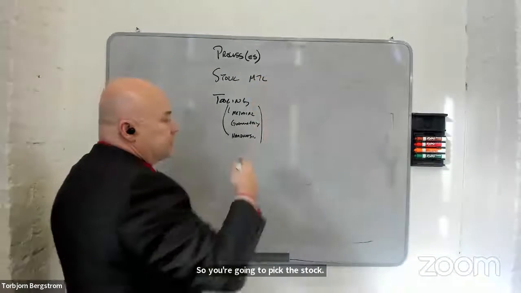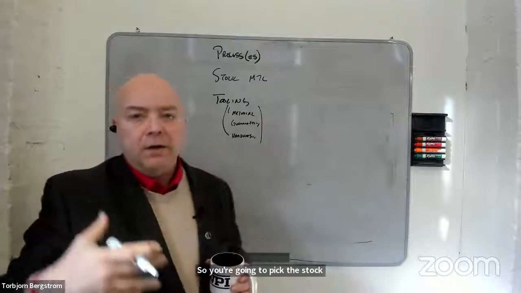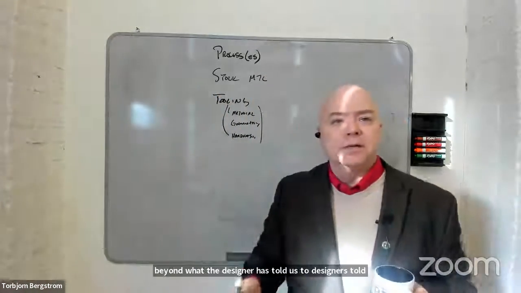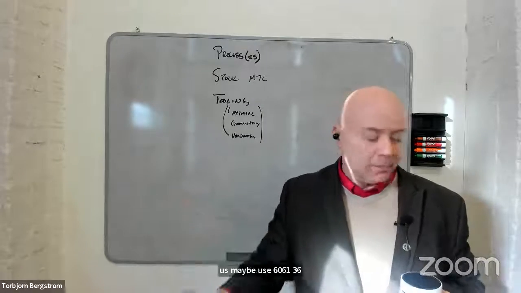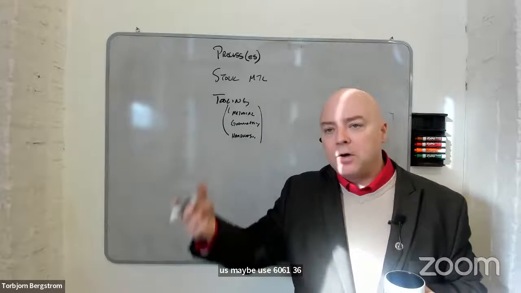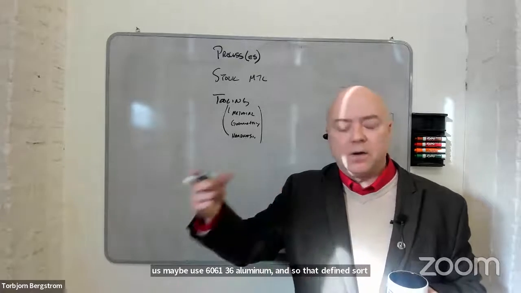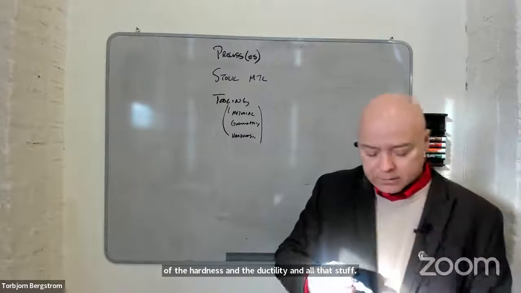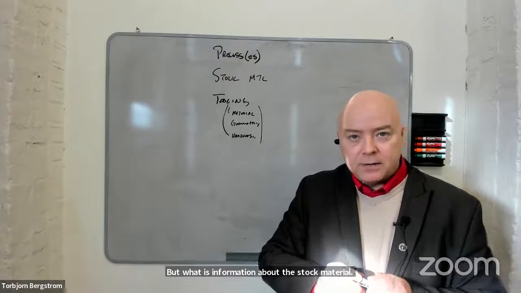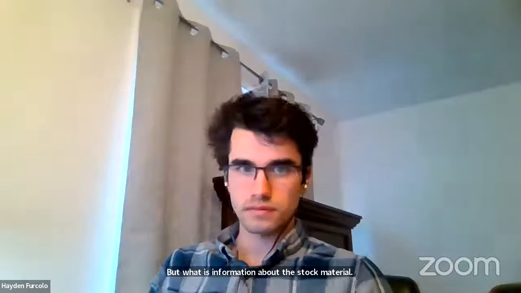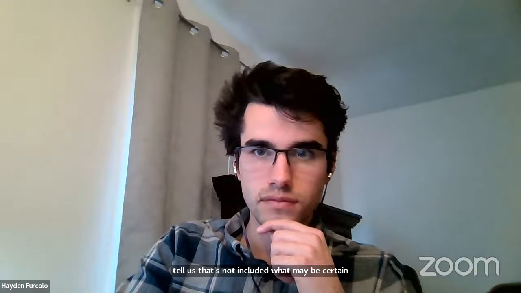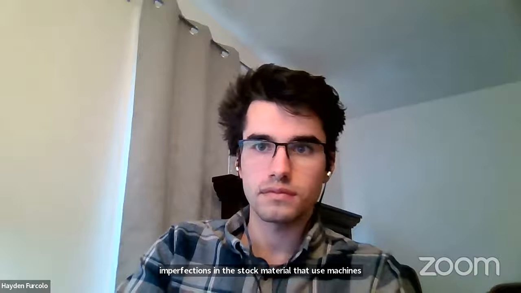And what are properties of stock material that go beyond what the designer has told us? The designer has told us maybe use 6061 T6 aluminum, and that defines the hardness and the ductility and all that stuff. But what does information about the stock material tell us that's not included in that? There might be certain imperfections in the stock material that you as the machinist would need to evaluate and fix before you start on the part.